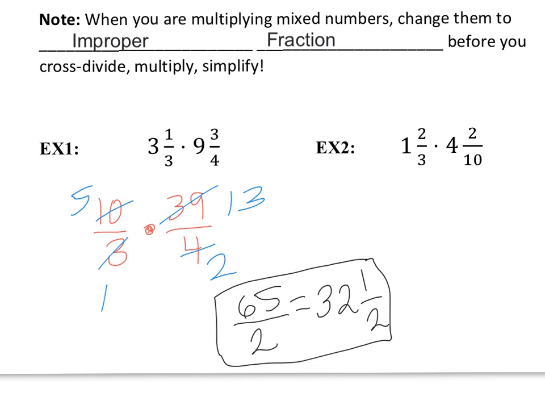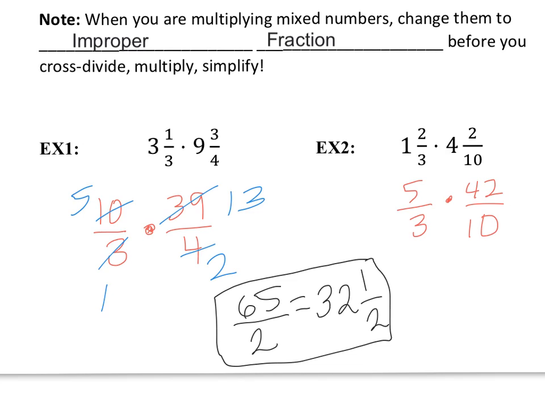Now in example 2, I have 1 2/3 times 4 2/10. I need to convert my mixed numbers into an improper fraction again. So 1 times 3 is 3. 3 plus 2, I end up with 5 over 3. And I convert the 4 and 2 tenths. So 4 times 10 is 40, plus 2 is 42 over 10.